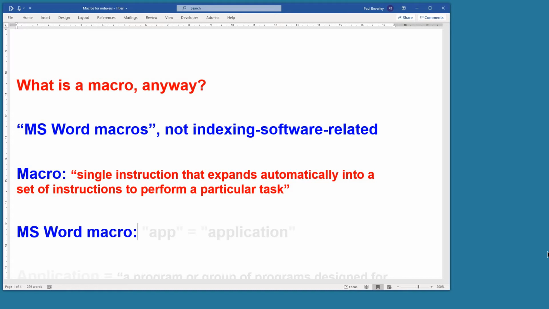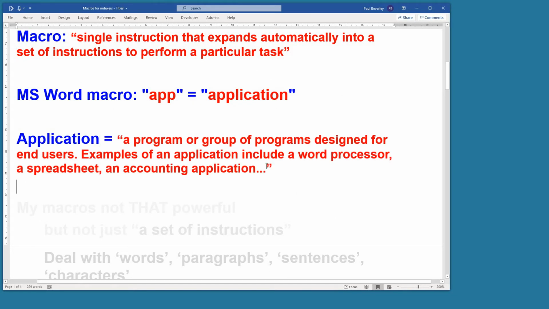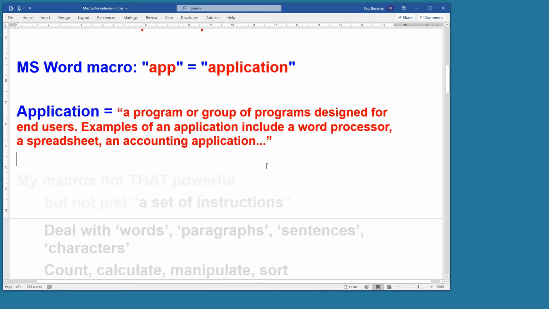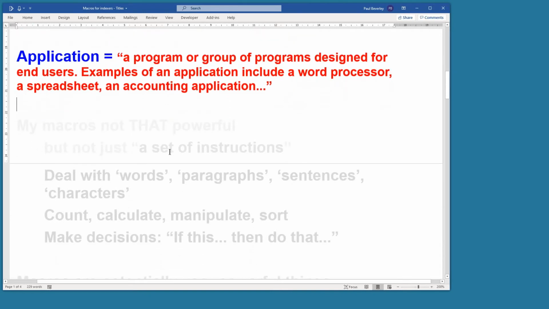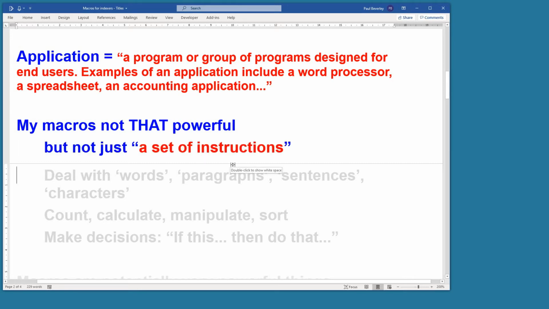If I'm talking about a Microsoft Word macro, it would be what I would call an app or an application. That's what it's more akin to. And if you look at what we mean by application on the internet, then it might be something like this: a group of programs designed for end users, examples such as word processor, spreadsheet, and accounts applications. In other words, very much bigger. Okay, my macros are not as powerful as that, but they are certainly not just a set of instructions.